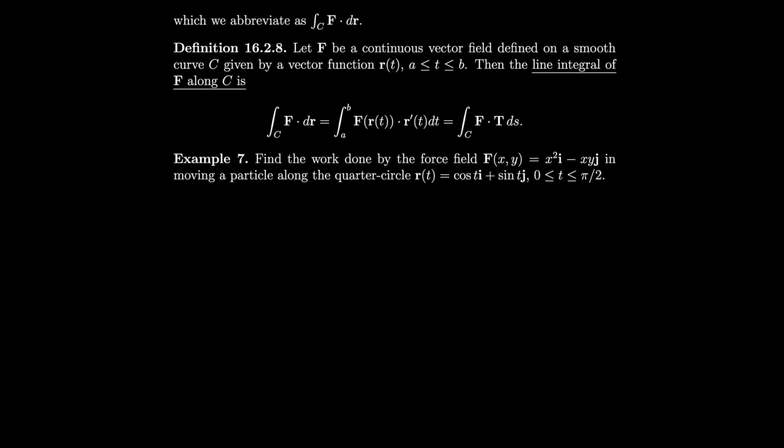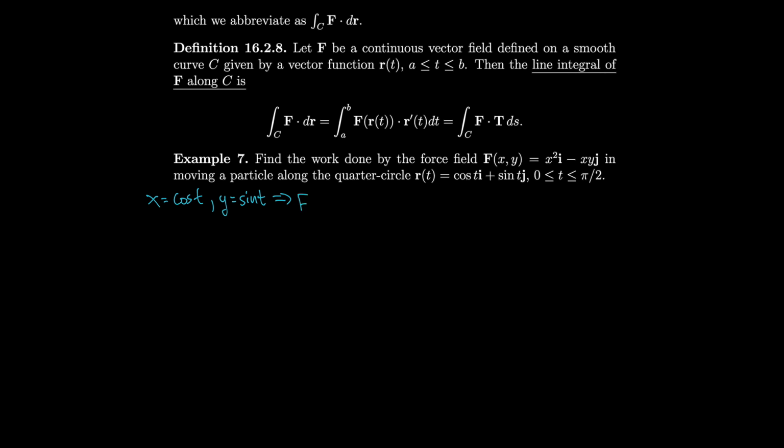So let's find the work done by the force field F of x, y equals x squared i minus xy j in moving a particle along the quarter circle r of t equals cosine t i plus sine t j, where t goes between 0 and pi over 2. So as before, we need to write out our parametrization. So x equals cosine t, y equals sine t. We'll use our parametrization, though, to evaluate F of r of t, because it'll be easier to take our dot product than to have to worry about calculating the unit tangent. We could just take the derivative.